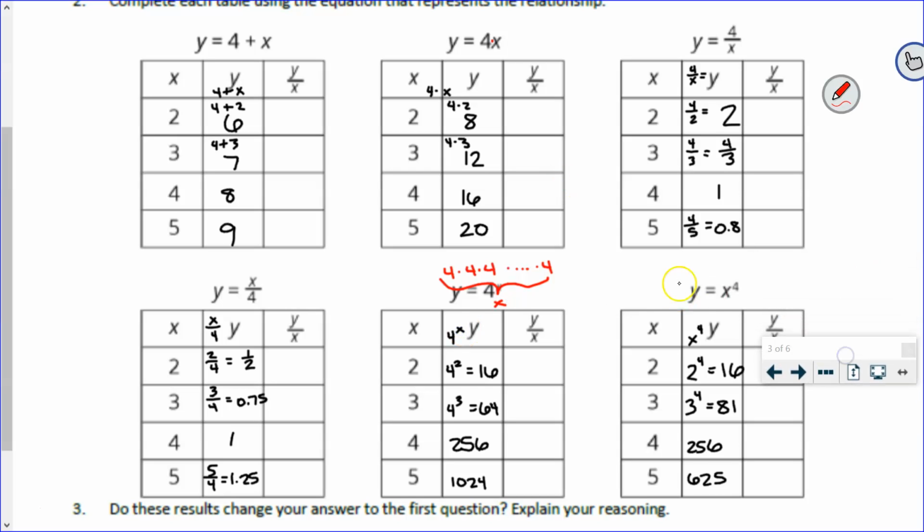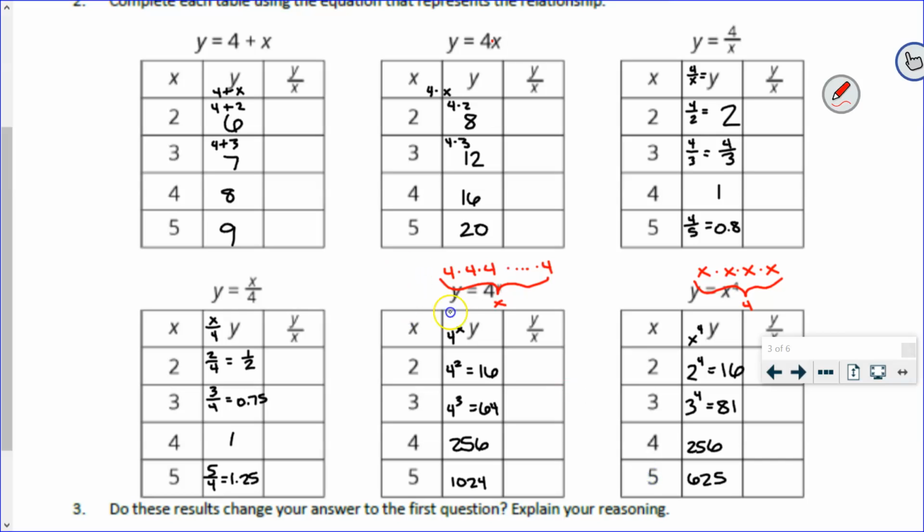That's different than this one, x to the 4th power. That means it's x times x times x times x. We're multiplying by itself 4 times. The x is determined here. So this is 2 times 2 times 2 times 2, 3 times 3 times 3 times 3, 4 times 4 times 4 times 4, and 5 times 5 times 5 times 5. So if you struggled entering that into your calculator at home, if you don't have a scientific calculator that can do those exponents, that should have been what you entered in.